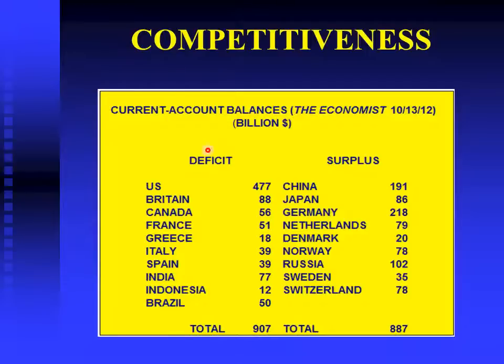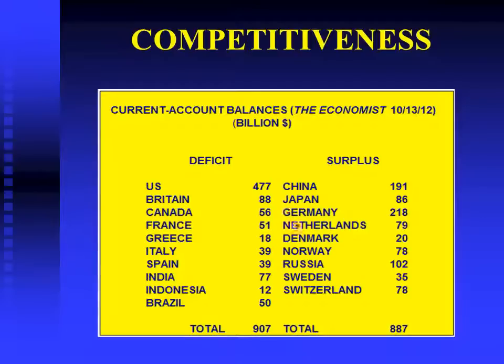Now the countries with the current account deficit are the US with 477 billion, Britain with 88 billion, Canada with 56 billion, and then look at all these countries: France, Greece, Italy, Spain. These are all countries with a very large current account deficit. In other words, these people owe a lot of money because they have a trade deficit, plus chances are that there is cash flowing out of that particular country.